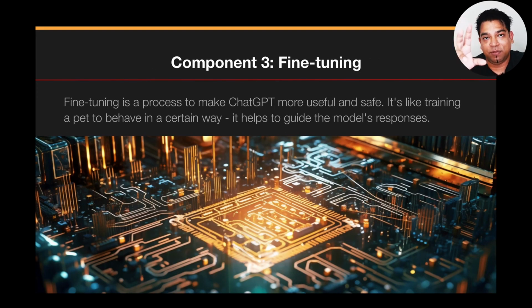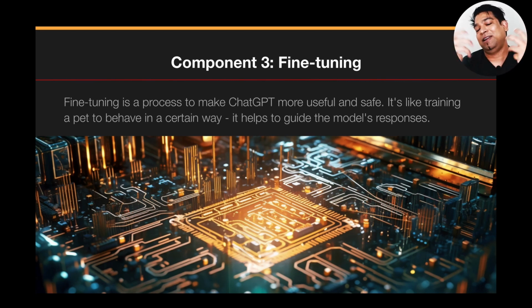Finally, component number 3 is fine-tuning. Fine-tuning is the process to make ChatGPT more useful and safe. It's like training a pet to behave in a certain way. It helps to guide the model's responses. That is why when you create a prompt, you give it certain guardrails at the start of the prompt or during the prompt that allows it to only stay within that lane. Otherwise, it's open to interpretation as to what it can create. That's why you start usually a prompt with act like a marketing expert, or act like a paralegal, or act like a fitness expert. And you're giving it guardrails to act like a certain person, a certain type of person.